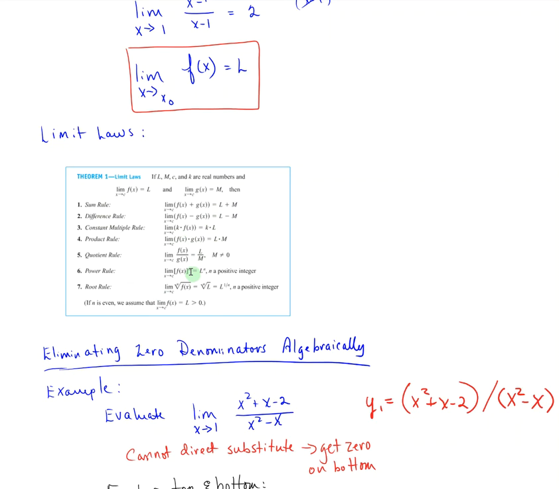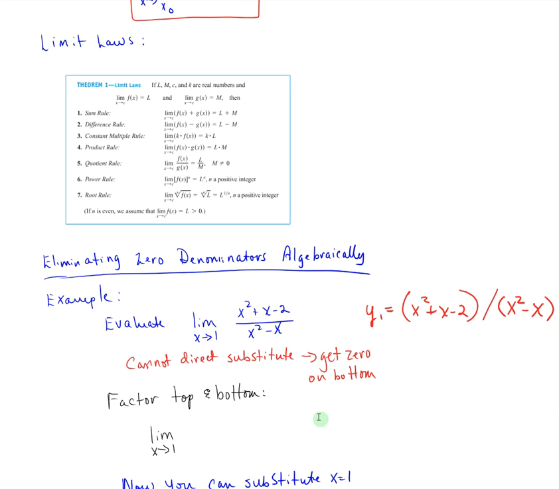Let's look at some strategies for evaluating limits right now. If we cannot direct substitute, in other words, whatever we're approaching, if it's a polynomial, you can directly substitute that number in, and you get your limit. But when you have rational functions like this, you can't direct substitute because you will get 0 on the bottom sometimes. Sometimes it would work, but in this case, 1 squared minus 1 gives us 0.